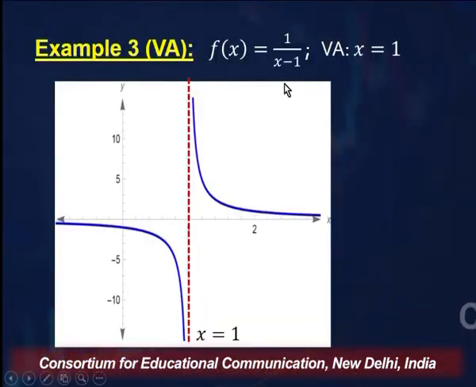I'll walk you through two, three more examples. In this example, 1 by x minus 1. See here, if I put x equal to 1, you get 0 for the denominator. If x tends to 1 from the right, the function shoots off to infinity, and if x tends to 1 from the left, the function will tend to minus infinity. So here in this case, the vertical asymptote is x equal to 1.